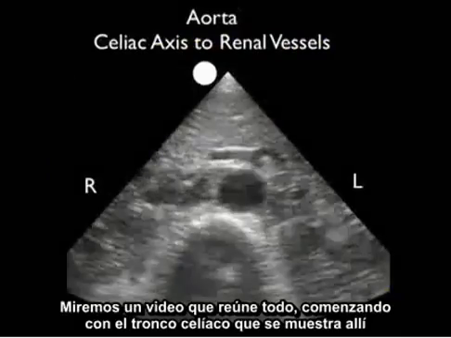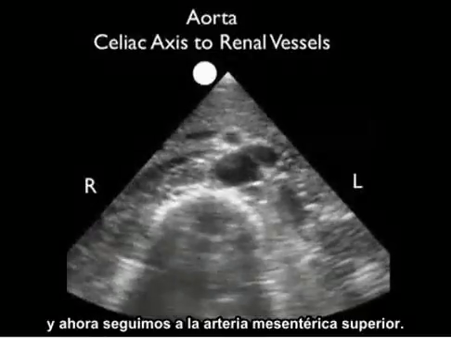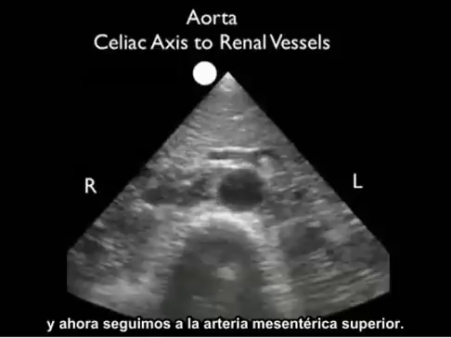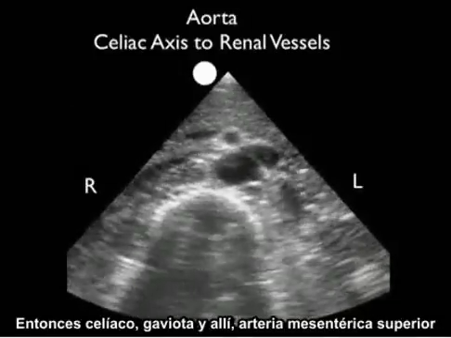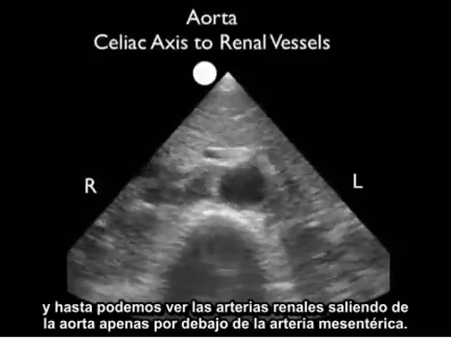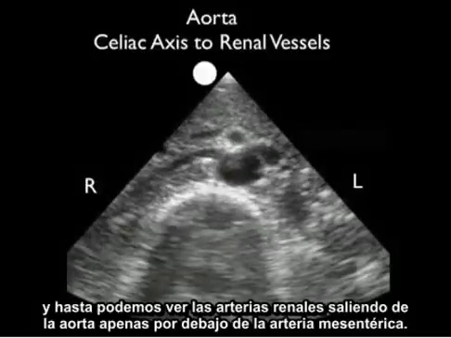Let's look at a video clip that puts it all together, beginning with the celiac axis shown there, and now we're moving on to the superior mesenteric artery. So celiac, seagull, and there, superior mesenteric artery, and we can actually see the renal arteries coming off the aorta just below the superior mesenteric artery.